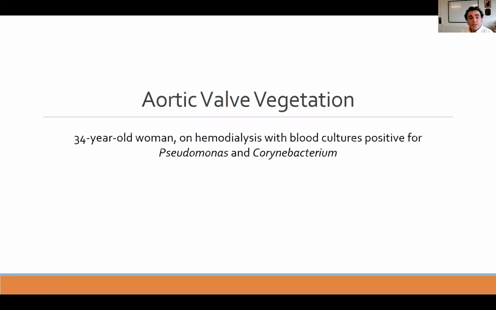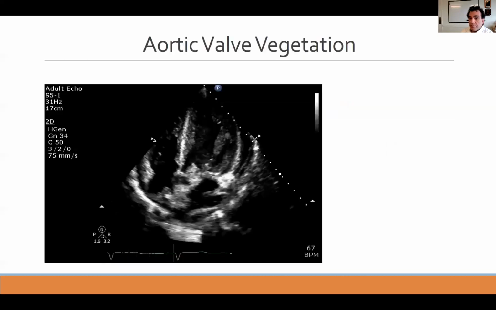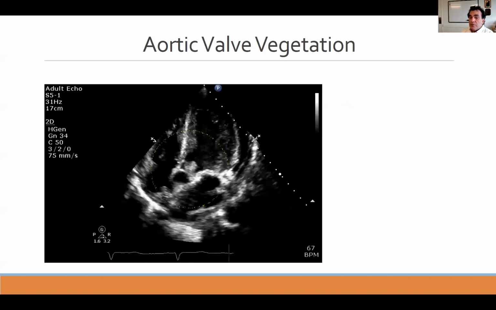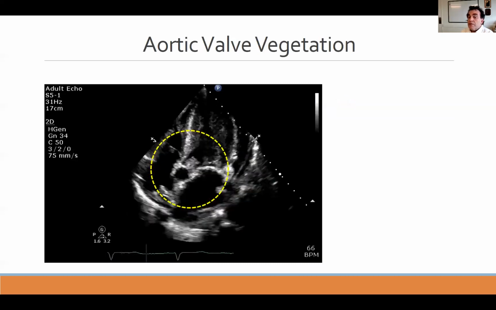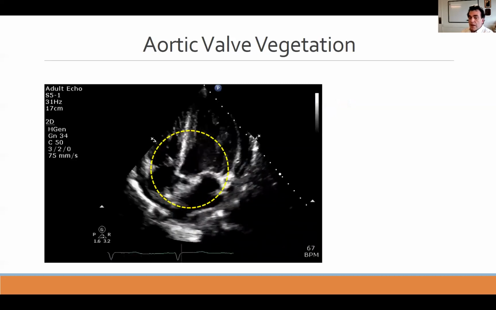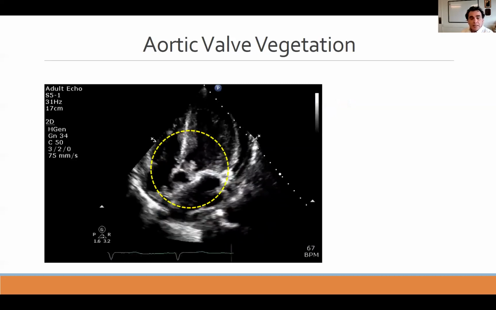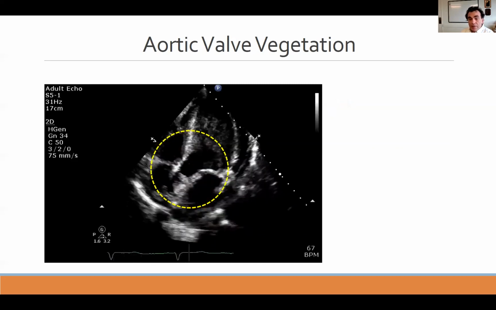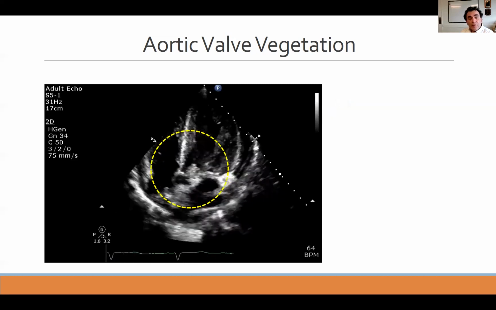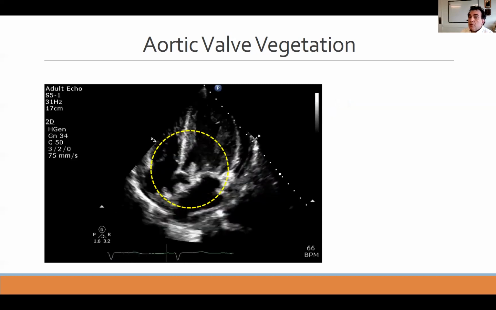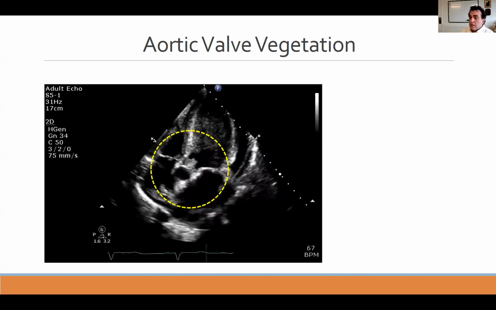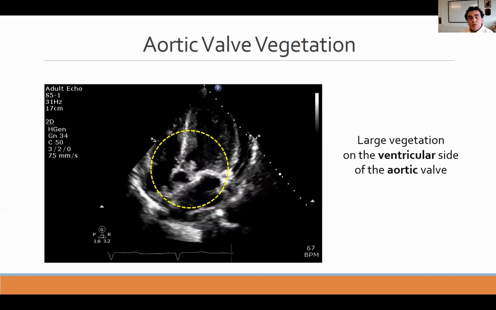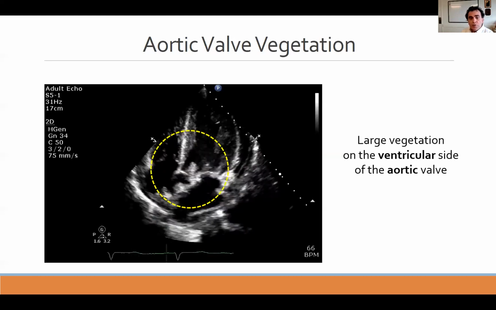How about the aortic valve vegetation? A 34-year-old woman on hemodialysis with blood cultures positive for Pseudomonas and Corynebacterium. Apical five-chamber view, we are focusing our attention on the ventricular side of the aortic valve. There is a large mobile echo density with independent motion on the correct side of the valve, in this case the ventricular side of the aortic valve, in a patient with an organism known to cause endocarditis, in this case Pseudomonas. So this is a large vegetation on the ventricular side of the aortic valve.